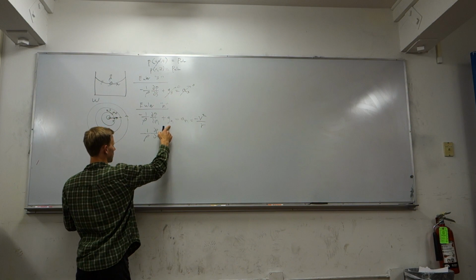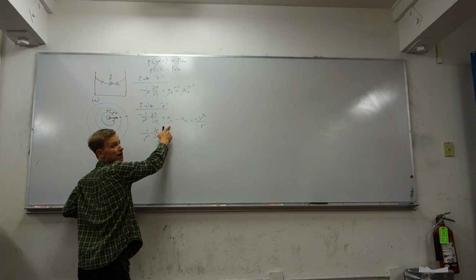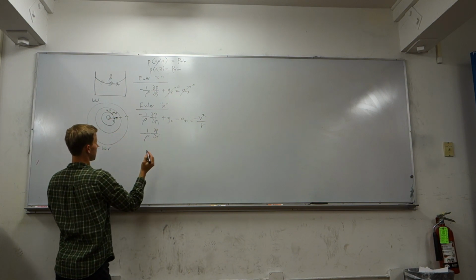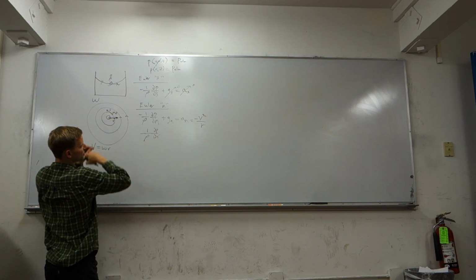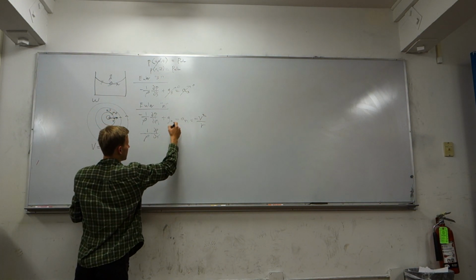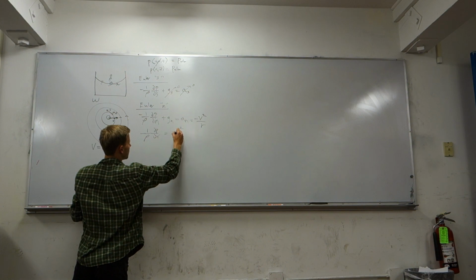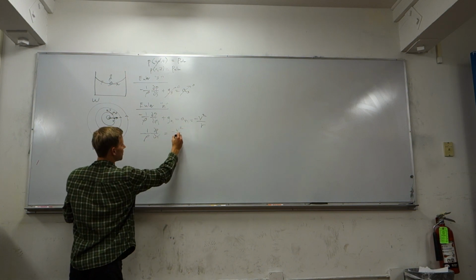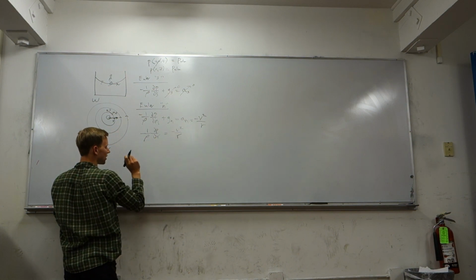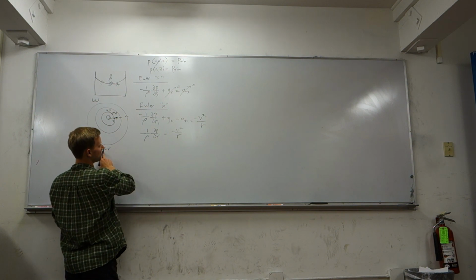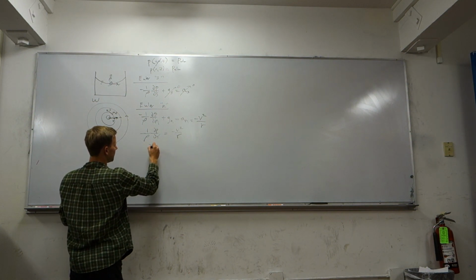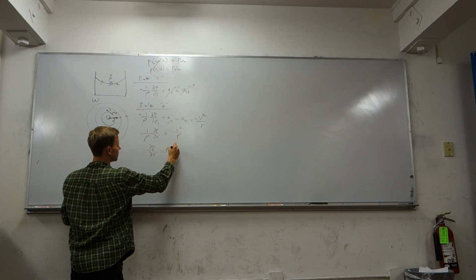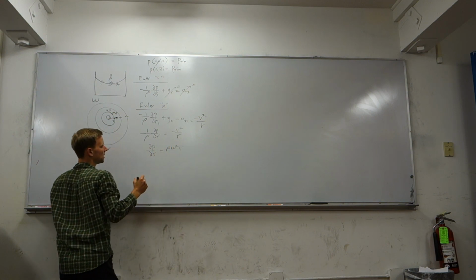Now g sub n is the component of gravity in the n direction, which will also be 0, and the dot product will be 0, equals -v squared over r. And v is the velocity along the streamline, which we said is omega r. So we get dp dr is rho omega squared r.